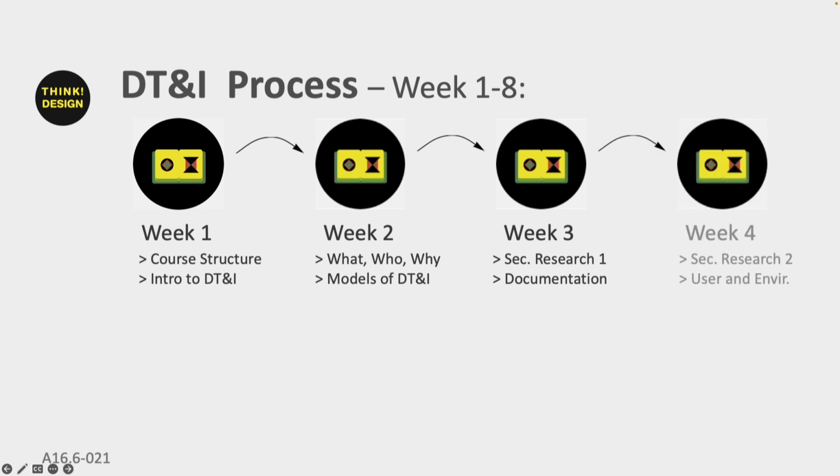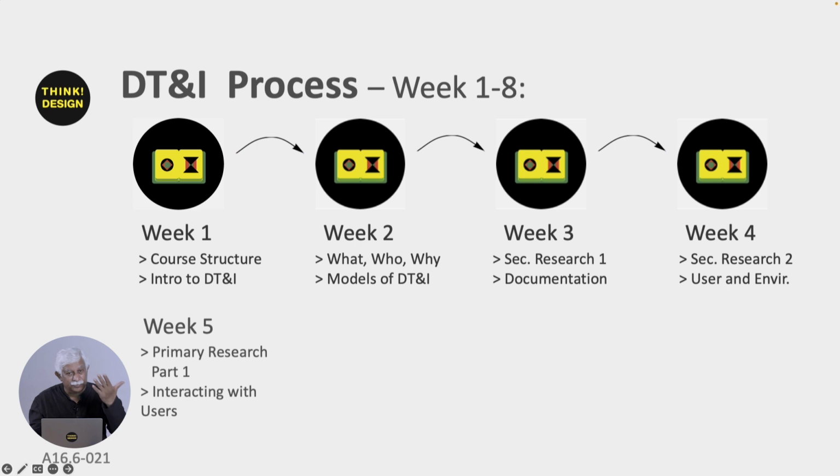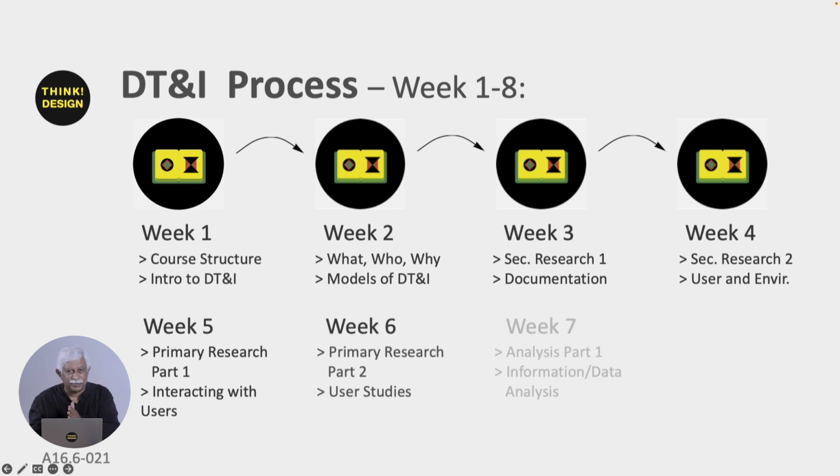Week 4 was secondary research, part 2, where you looked at the user and environment. Week 5 was primary research, which means you try to collect information on your own, part 1, focusing on interacting with the user. Week 6 was primary research, part 2. Again, further user studies were done.